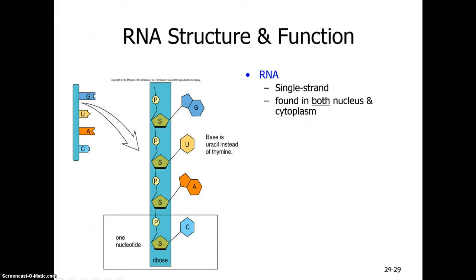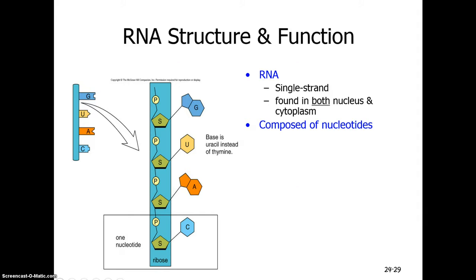Okay, just first some differences. RNA is single-stranded, whereas DNA is double-stranded. RNA is found in the nucleus and the cytoplasm, in both places. DNA is only found in the nucleus, at least in eukaryotic organisms.